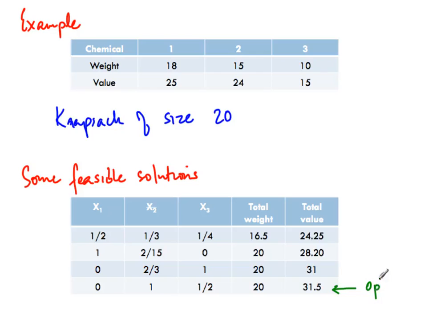This is not all possible. Of course, there are many other combinations which we have not listed. These are only a sample set of feasible solutions, but it so turns out that among these, the fourth one is actually the optimal solution.